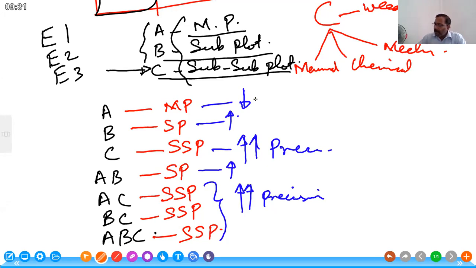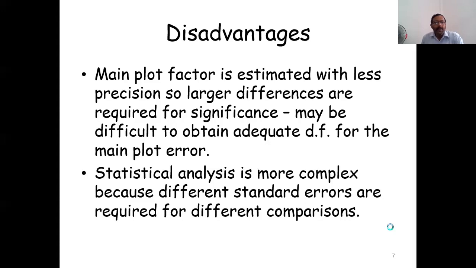You see, this is the disadvantage of split plot design. So here, this is what has been explained. 2 disadvantages. One is the main plot is estimated with less precision, so larger differences are required for significance because the error term is very large. So that's why we say larger differences are needed. It may be difficult to obtain adequate degrees of freedom. That is also one of the problems in the main plot.